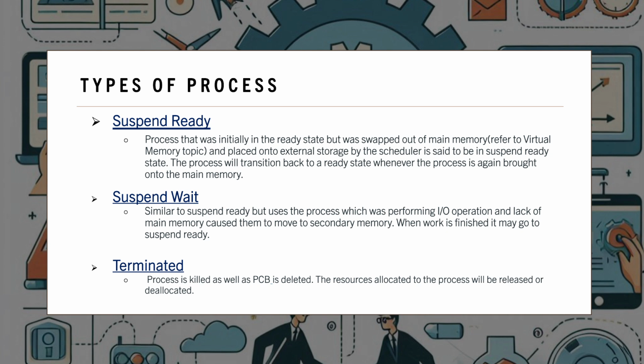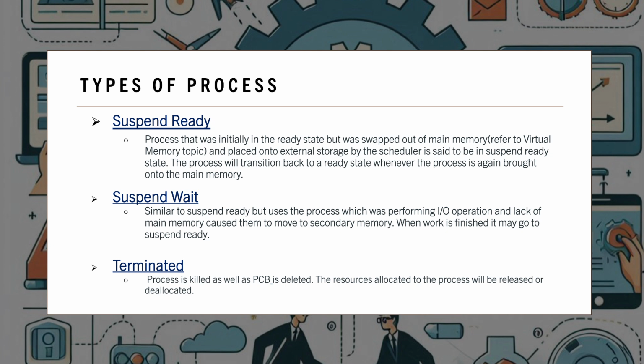Next is suspend ready. A process that was initially in the ready state but was swapped out of the main memory and placed onto the external storage by the scheduler is said to be in the suspend ready state. The process will transition back to the ready state whenever it is brought into the main memory.